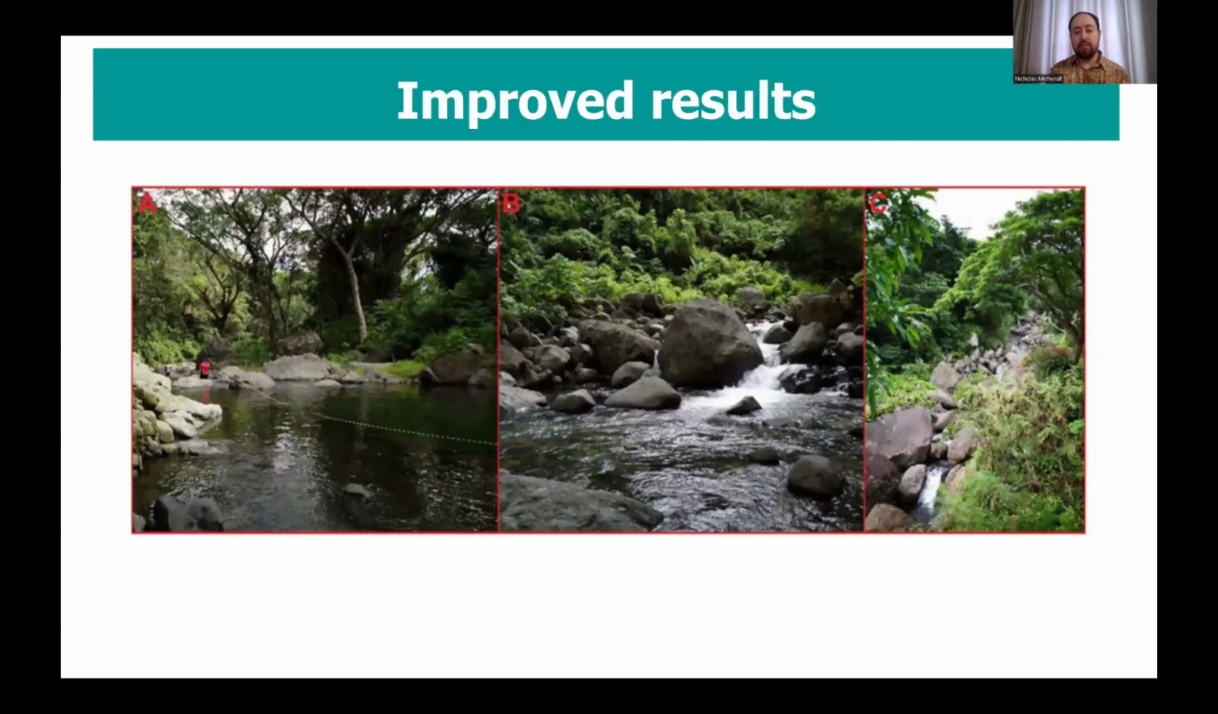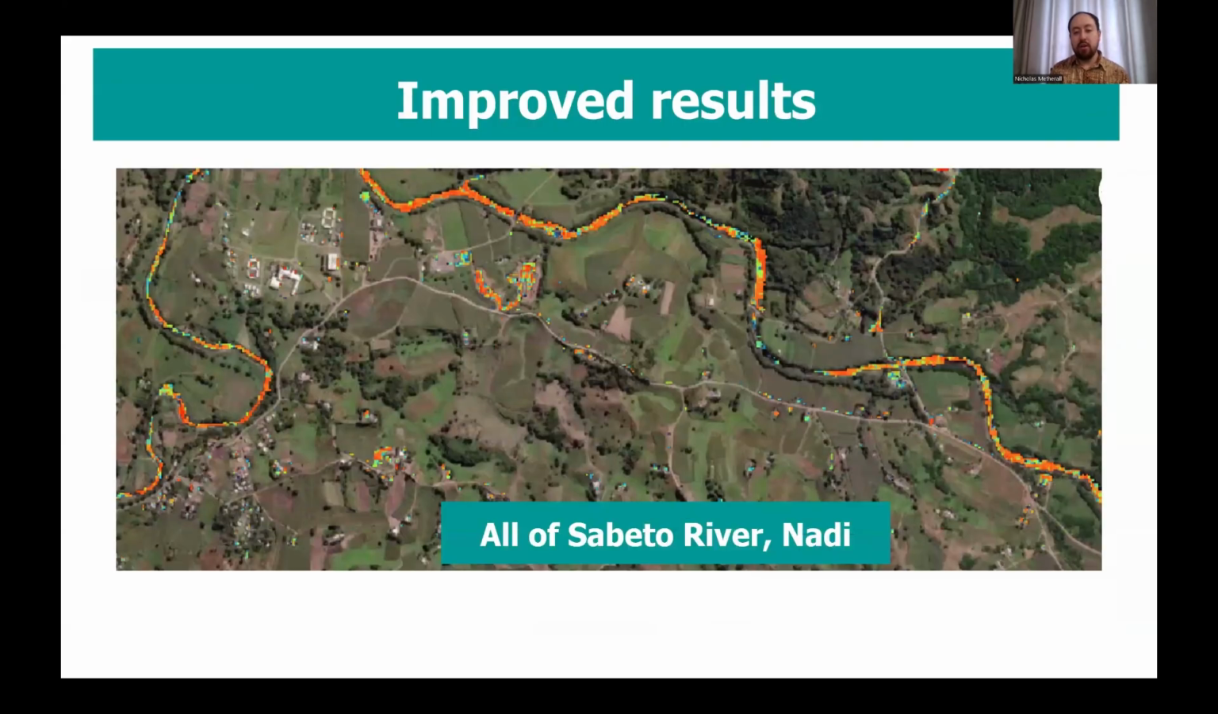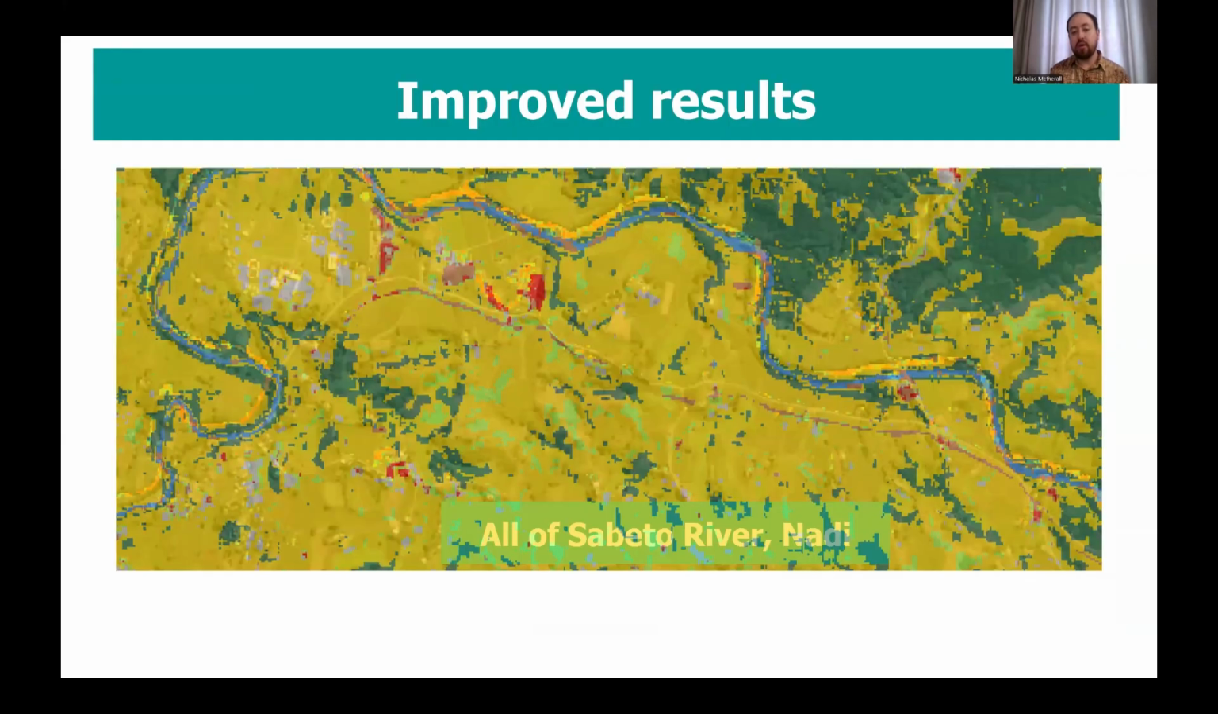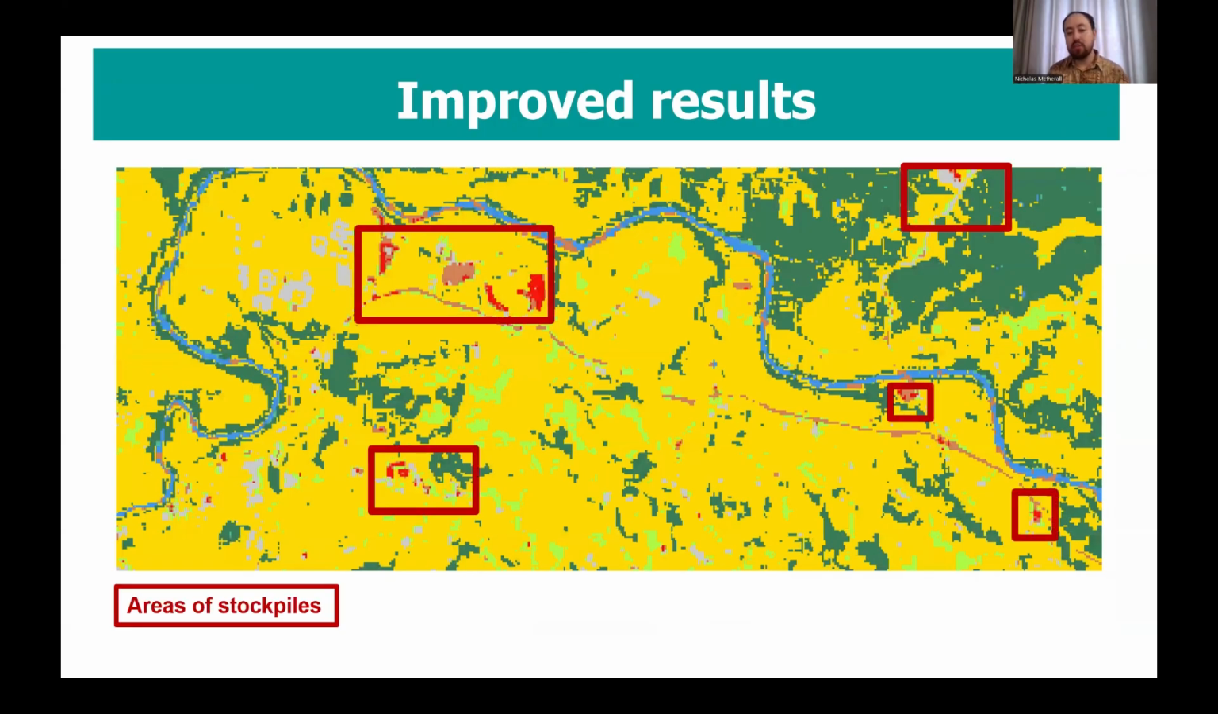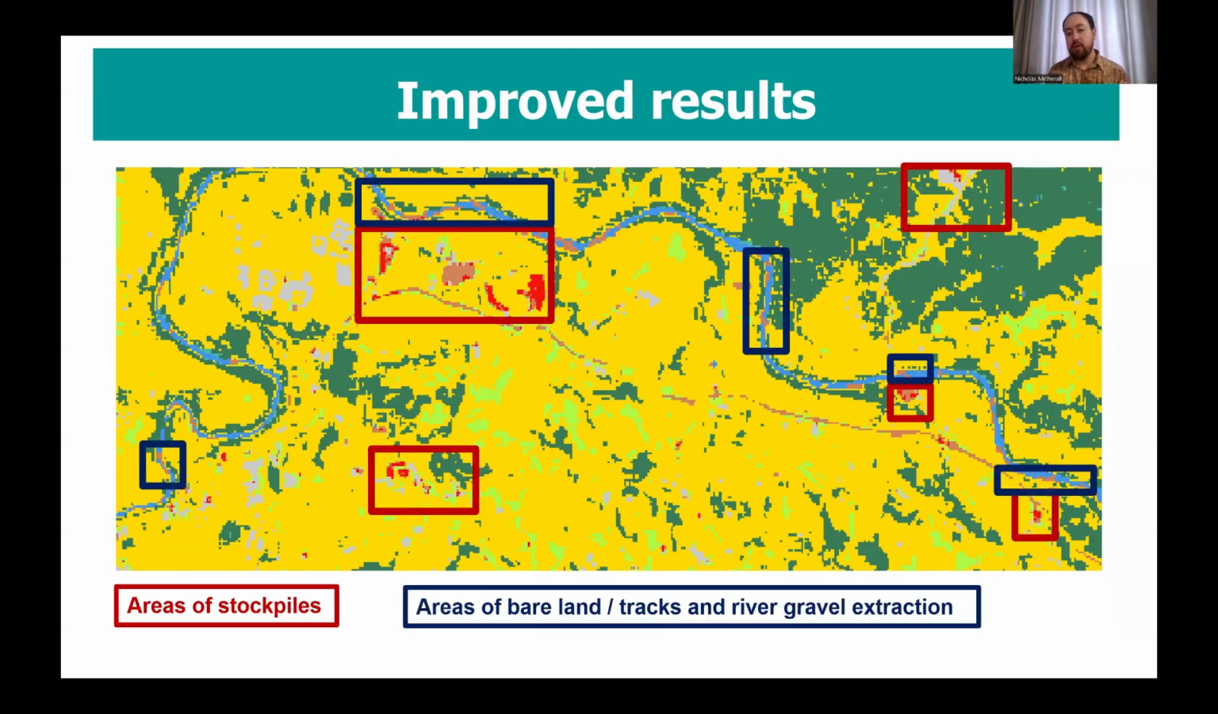This is another example that shows the Sambeto River. And again, moving away from a logistic regression approach, we used a random forest approach to identify both the quarry areas in red, as well as the potential in-river gravel extraction areas in blue. These areas are located close by to the stockpiles, which is realistic given our experiences observing these mining activities in the field.